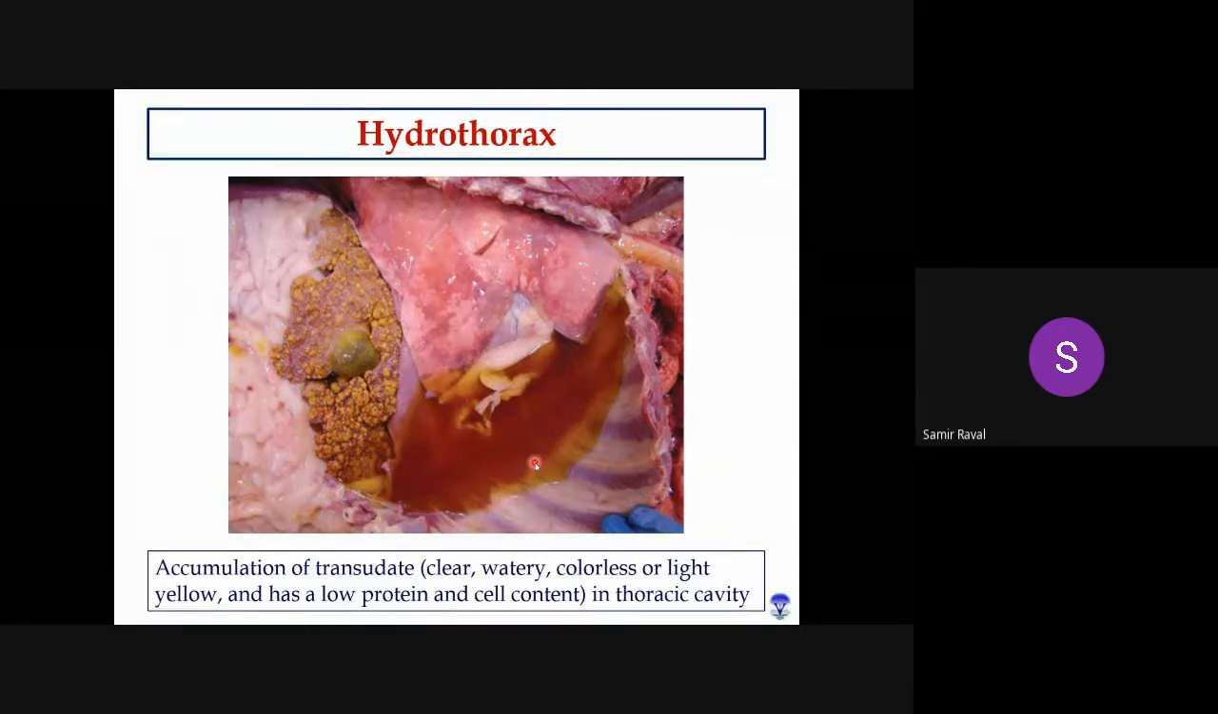Anyone? These are the lungs. This is heart. This is fluid in thoracic cavity. This is abdominal cavity. This is part of diaphragm, and this is the affected organs of hydrothorax. Anyone? Which is this organ?